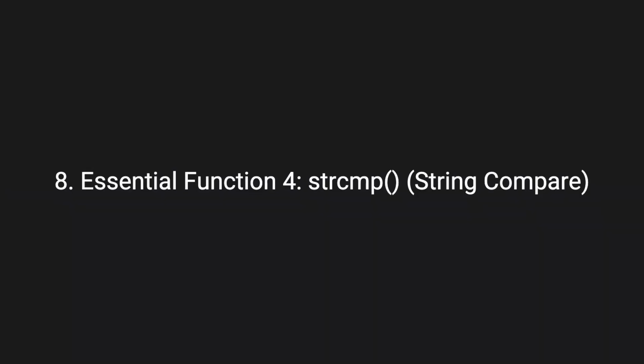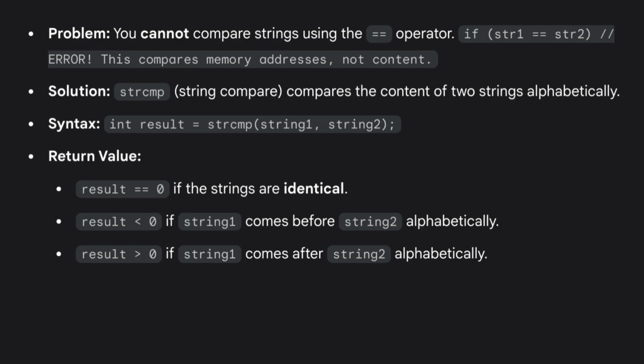Eighth, essential function 4, string compare. Problem: you cannot compare strings using the equal to operator. If (string1 == string2) is an error. This compares memory addresses, not content. Solution: strcmp, string compare, compares the content of two strings alphabetically. Syntax: int result = strcmp(string1, string2). Return value: result is equal to 0 if the strings are identical. Result is less than 0 if string1 comes before string2 alphabetically. Result is greater than 0 if string1 comes after string2 alphabetically. For beginners, just remember, if strcmp returns 0, they are equal.